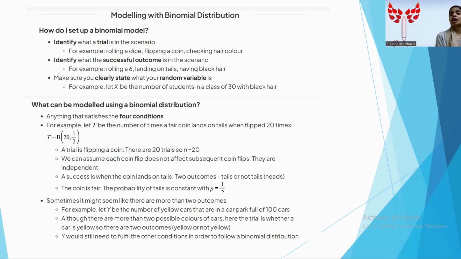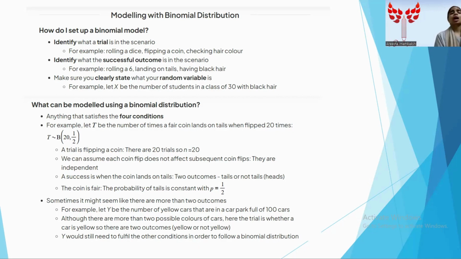Let T be the number of times a fair coin lands on tail when flipped 20 times. Finite number of trials, only 2 possibilities, a success or a failure. Either it lands on a tail or it does not. The probability of the tail is fixed, right? It's 1/2. The 4th one, independent. Each time flipping the coin does not affect the subsequent coin flip.